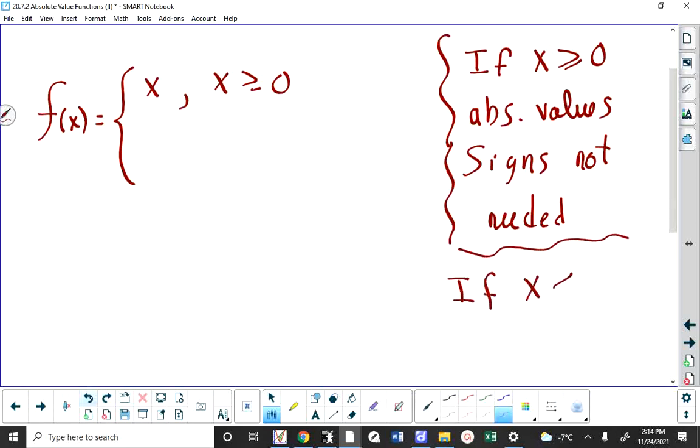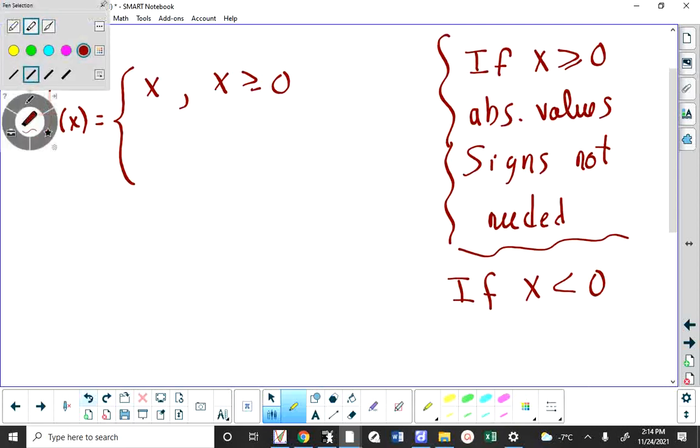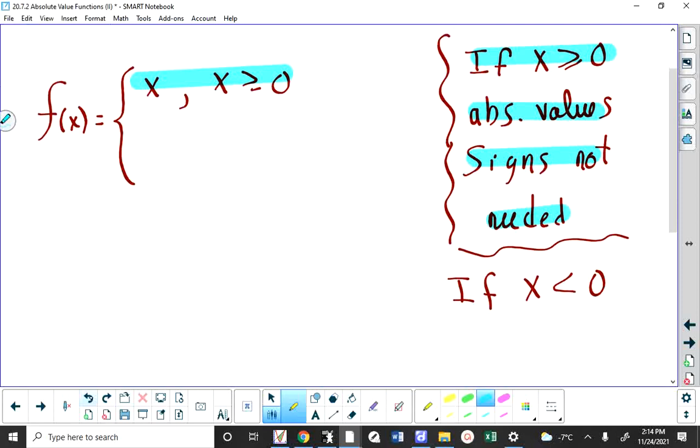If x is less than 0, oh, and by the way, maybe I better say this. I hope you get this idea, but this whole thing here is that. That's what that's saying. We don't need the absolute value sign, so we just write x whenever x is greater than or equal to 0. We don't have to write it in words.